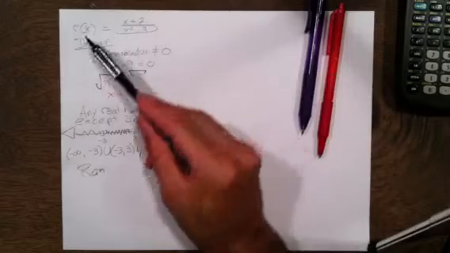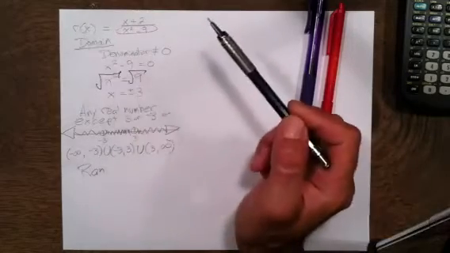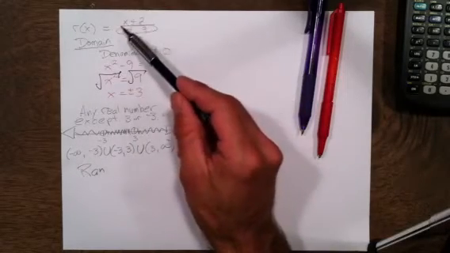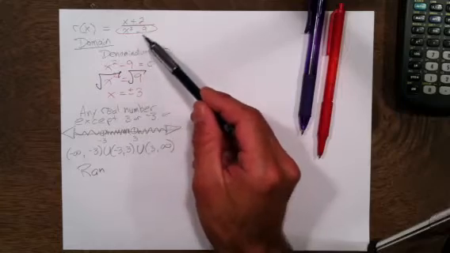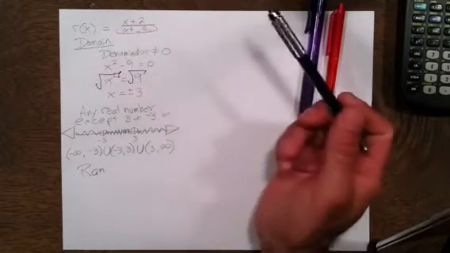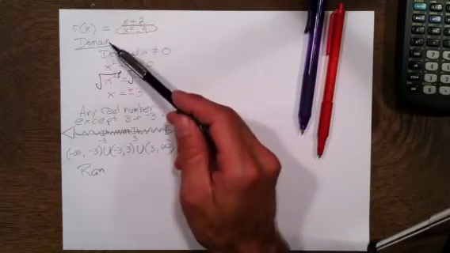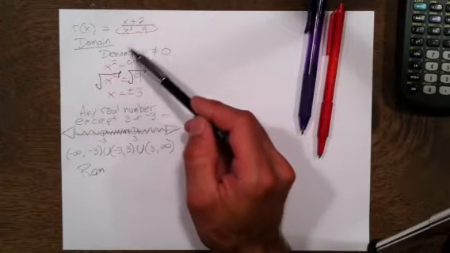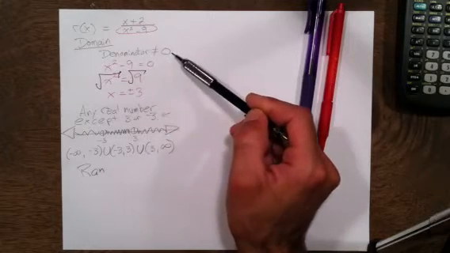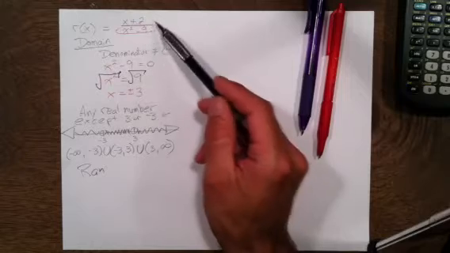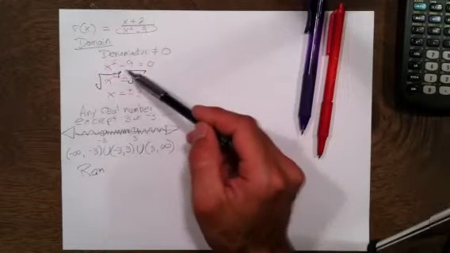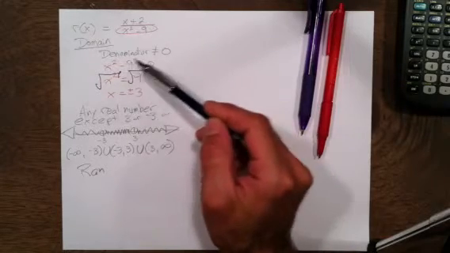So here I have this function r of x, which is x plus 2 divided by x squared minus 9. What I want to do is find its domain. One problem with domains is when you have a denominator, because a denominator can't be 0.